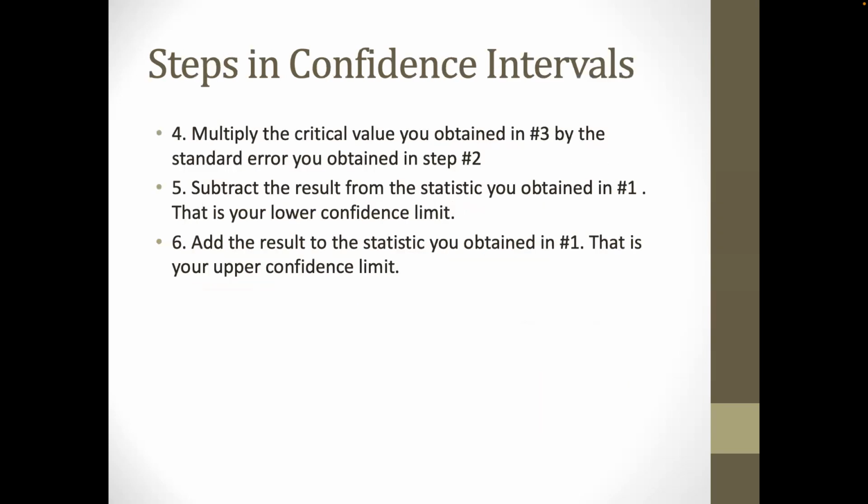Number 4, multiply that critical value that you got in step 3 by the standard error you obtained in step 2. Number 5, subtract the critical value times the standard error from the statistic you got in step 1, and that is your lower confidence limit. Add the critical value times standard error to the statistic you obtained in step 1, and that's your upper confidence limit.